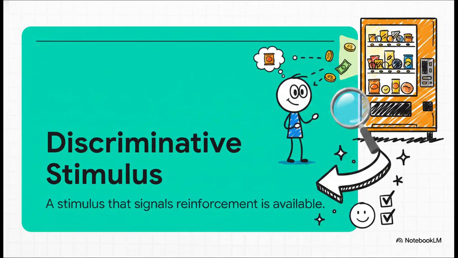Let's go back to our snack example. You want a snack, so you walk down the hall and spot a vending machine. The lights are on and it's fully stocked with your favorite chips. That brightly lit machine, that is your SD. It's a literal physical sign signaling that if you put your money in, you'll get what you want.